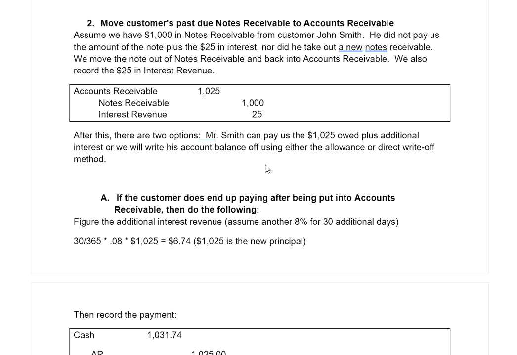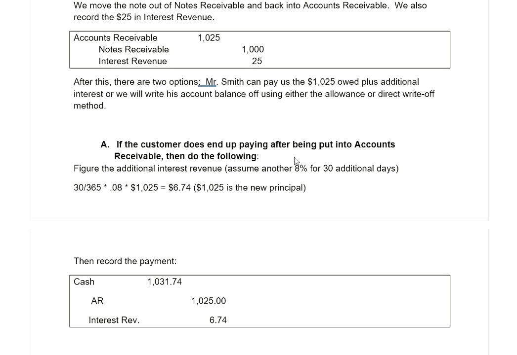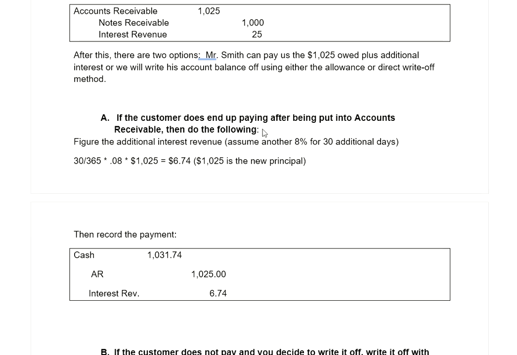So let's assume there are two options that can happen from here. The customer can end up paying it, or we can end up writing it off. So let's assume that the customer does end up paying it, and they end up paying it an additional 30 days later, and we're charging them 8% interest. Now the principal does now become that $1,025 because that's the amount they owe us in accounts receivable. So they pay us another 30 days later.